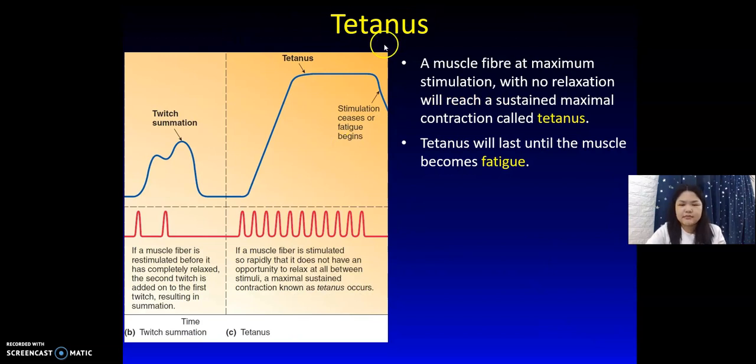What is tetanus? If the stimulus comes in repeatedly and the muscle has no opportunity to relax at all, the muscle contraction will build until a maximum. This maximum contraction we call tetanus. So if a muscle fiber is stimulated so rapidly that it does not have the opportunity to relax at all between the stimuli, the maximum contraction is called tetanus. After the stimulation is gone, the muscle will become fatigued.